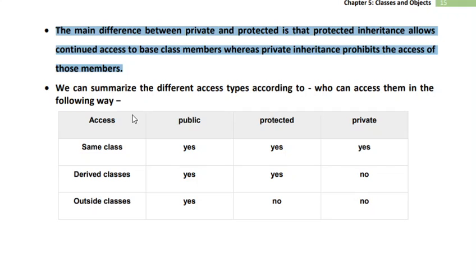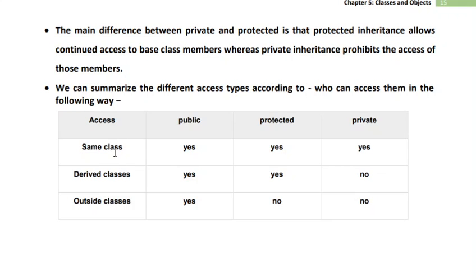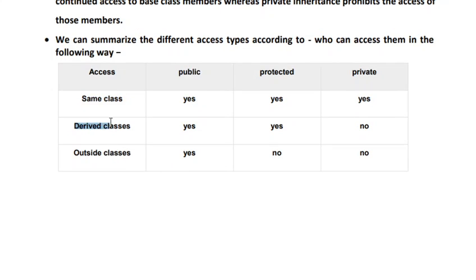So now let us try to summarize. We have access, and we have classes: same class, derived class, and outside class. We have public, private, and protected. For the same class, yes, public members can be accessed, protected members can be accessed, and private members can be accessed. So the member functions of the same class can access all three types of members, right? The members of the derived class can access the public members and the protected members, but they cannot access the private members.